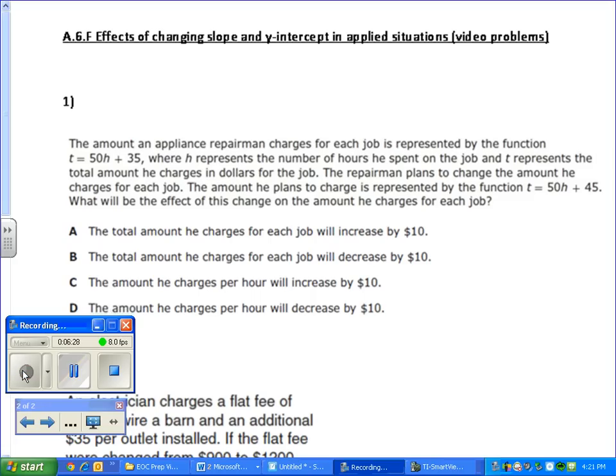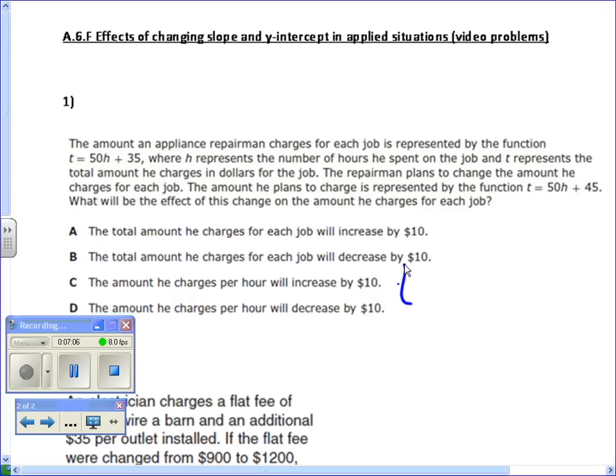Okay, we'll now try to look at two different types of problems, and the two problems we're going to be looking at are going to be focusing on the effects of changing the slope and the y-intercept. What happens when we change slope and y-intercept? What type of impact does it have on the type of problem we're working on as it applies to a real-life situation?